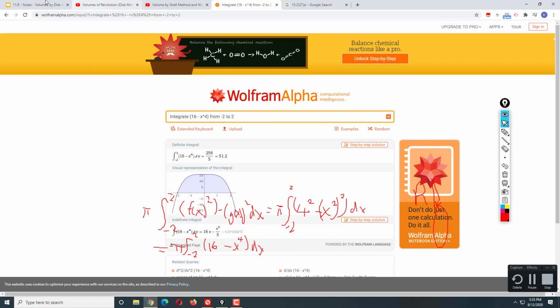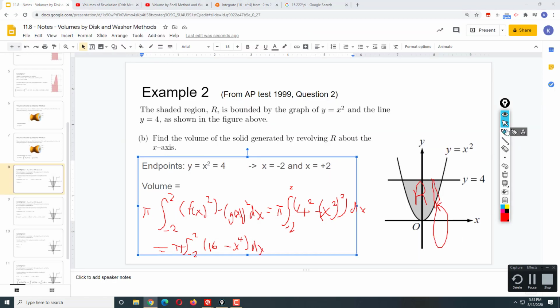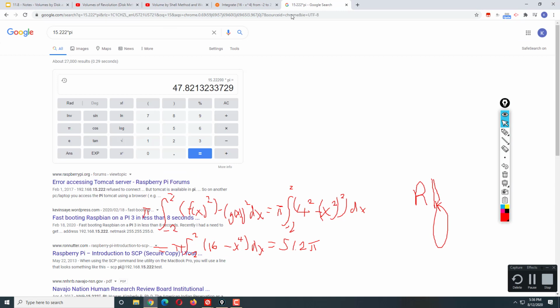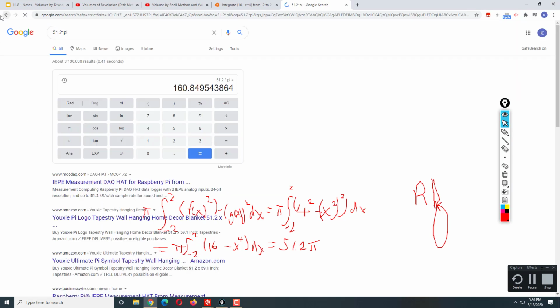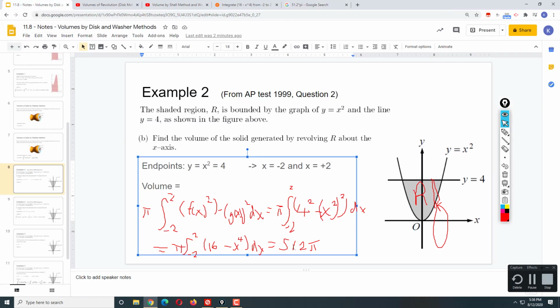So the integral gives us 51.2. So this is equal to 51.2 pi, and 51.2 pi is approximately 160.85. And that's the volume using the washer method. Okay.